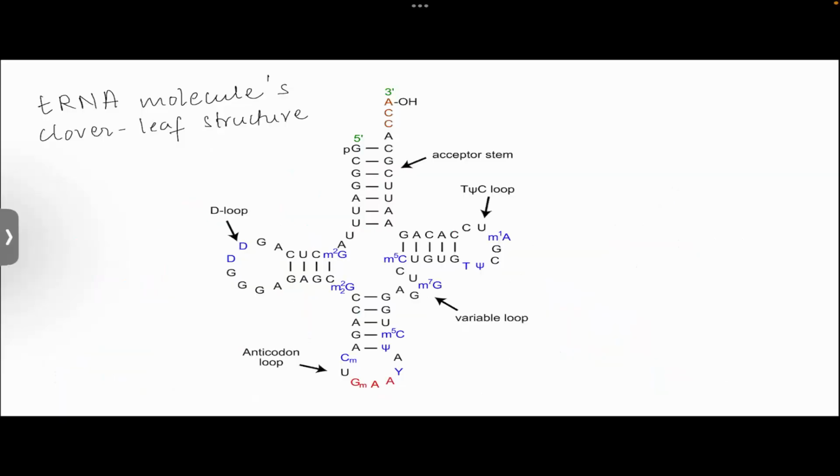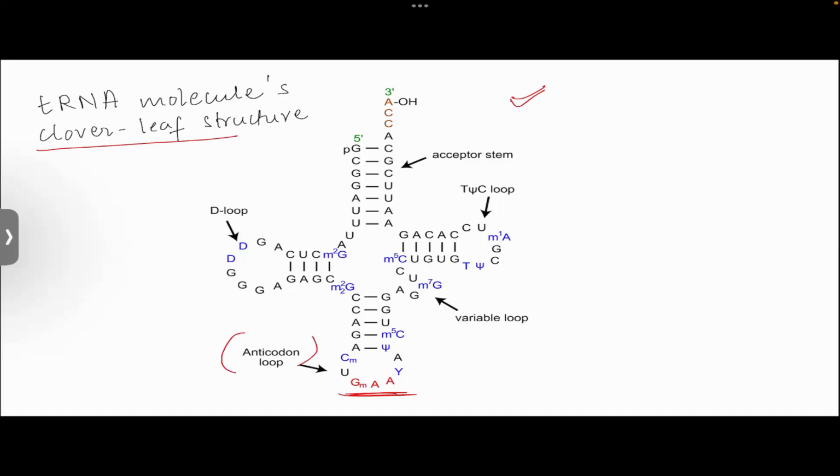Now the structure of the tRNA is like a clover leaf. In the previous image, the structure was not very accurate, so this is an accurate description of the structure of the tRNA molecule. The structure is like a loop. This end is called the anticodon loop, all right?